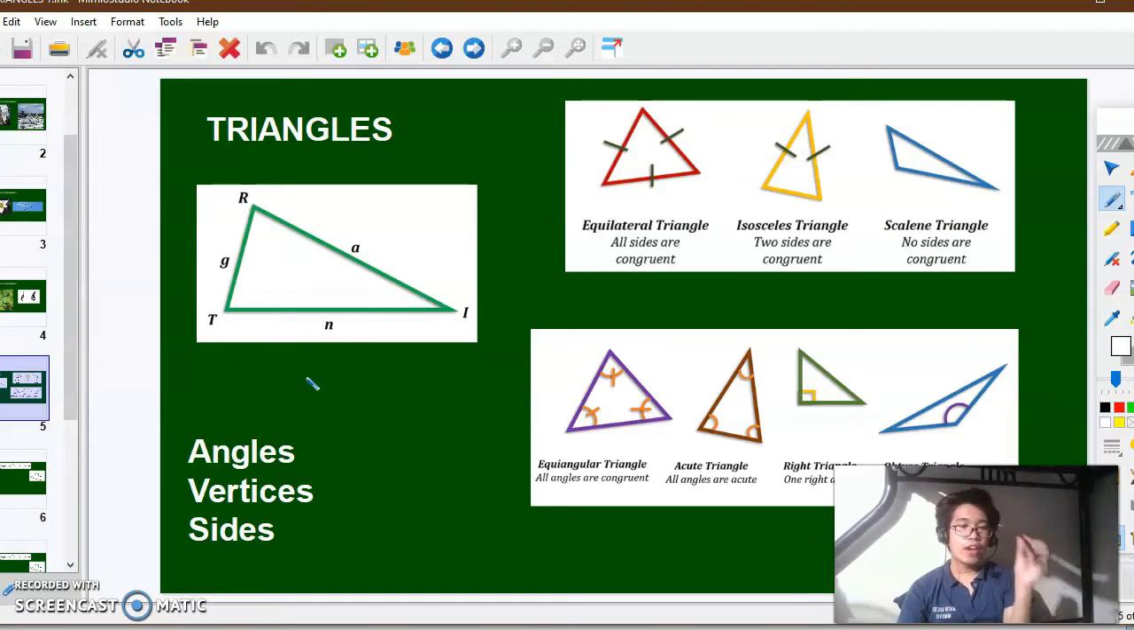Then we have a right triangle. So a right triangle is any triangle that has one right angle. And again, right angles measure 90 degrees. And also we have an obtuse triangle. An obtuse triangle is any triangle that has one obtuse angle. So for any triangle, there can only be one right angle, or there can only be one obtuse angle.